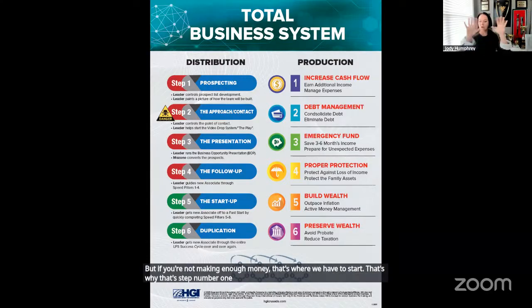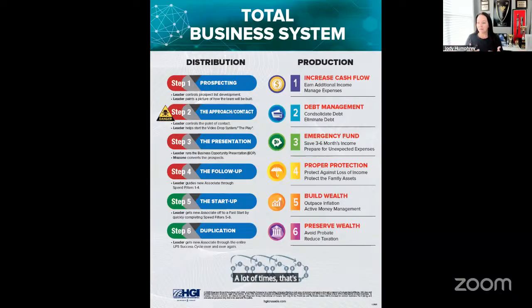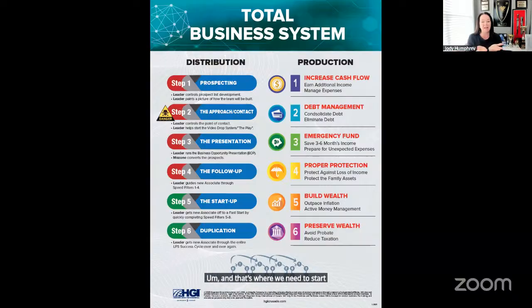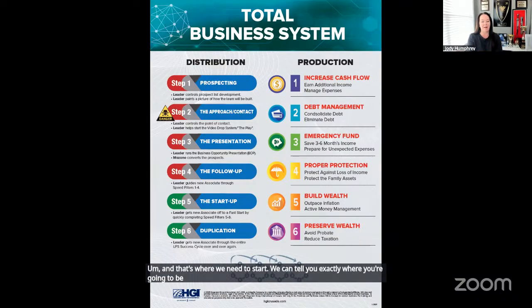When we talk about goals and dreams and we take that F&A and we ask you, if I could wave a magic wand and tomorrow looks exactly like you want it to look like, what is that? A lot of times that's coming from income, right? That's coming from cash flow. That's their dreams because they've suspended their disbelief and now they're like, okay, maybe I do have money. Maybe I did win the lottery. If I win the lottery, I'll allow myself to dream. And that's where we need to start. We can tell you exactly where you're going to be based on what you're doing right now. But if you want more than that, we got to make more money.